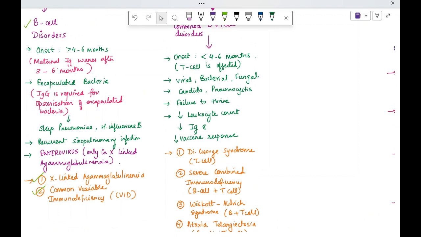Okay, so transplacentally the maternal IgG is transferred to the neonate. So now this maternal immunoglobulin wanes after 3 to 6 months. That is why the onset of all B cell disorders is after 4 to 6 months. So if the onset is occurring before 4 to 6 months, then it is not an isolated B cell disorder. So this is for sure. If it's an isolated B cell disorder, the onset has to be after 4 to 6 months. Okay, so this is the first point.